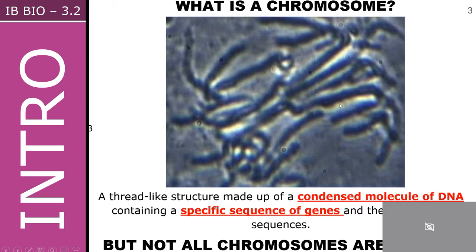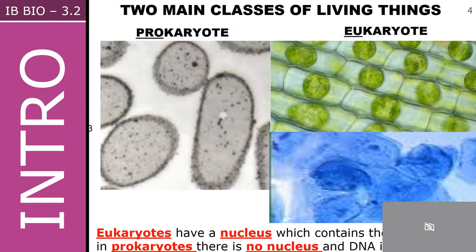So not all chromosomes are created equally. It depends on what sort of cell type you're looking at. There are 2 main classes of living things in biology that you have to be aware of. Prokaryotes, which are bacteria, and this is a picture of them here. And then we also have eukaryotes, and these are what we are. So this is a picture of human cheek cells, like the ones that you were seeing in your lab. And this is a picture of some plant cells.